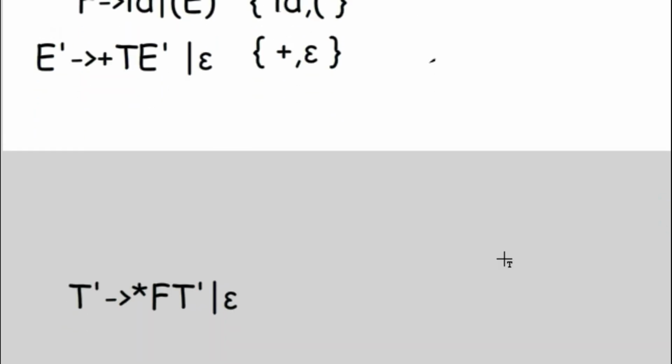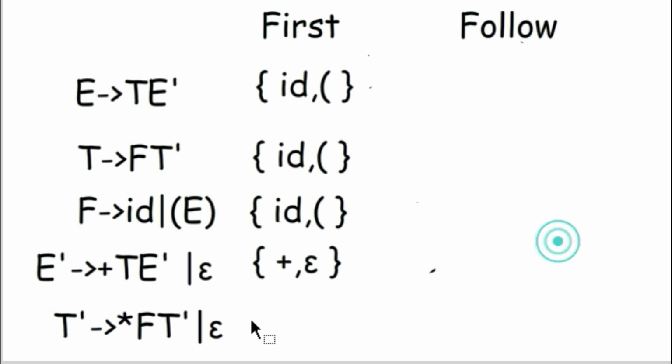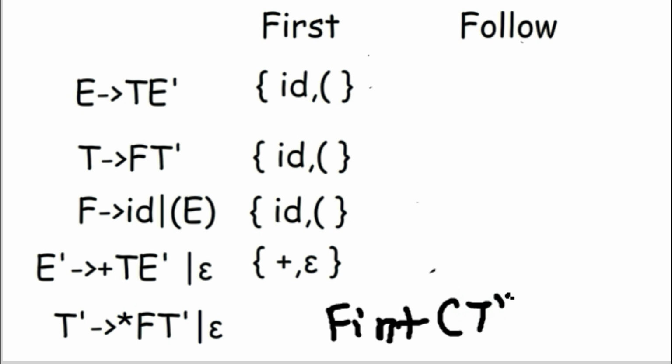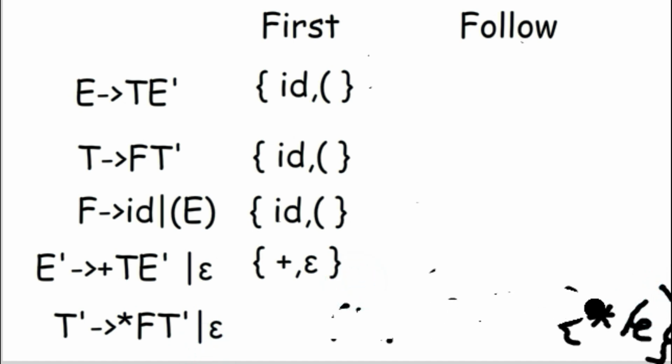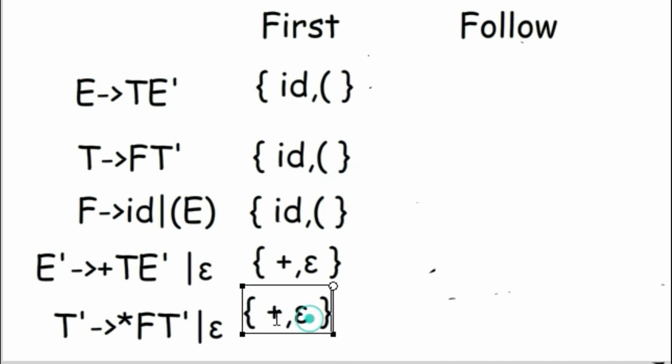Now, let us go to the next grammar, and we have to find the first of t dash. Now, first of t dash is, in curly bracket, star and epsilon. Star and epsilon is the first of t dash. So let us write it down. It's star and epsilon. Now we have to find out follow of all of this.